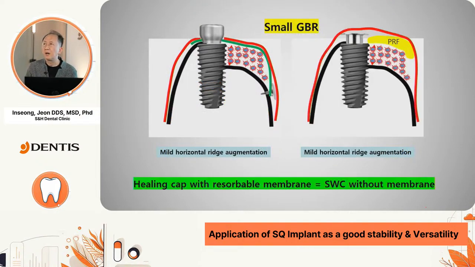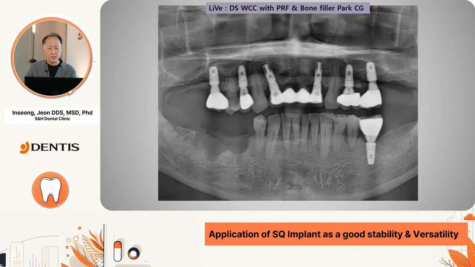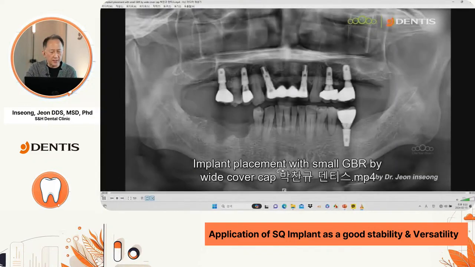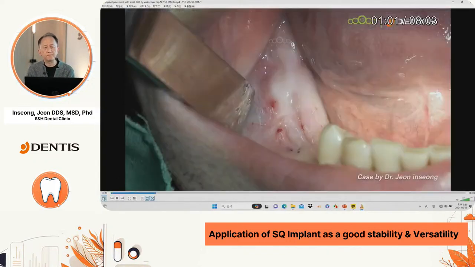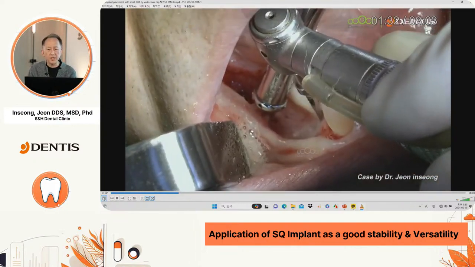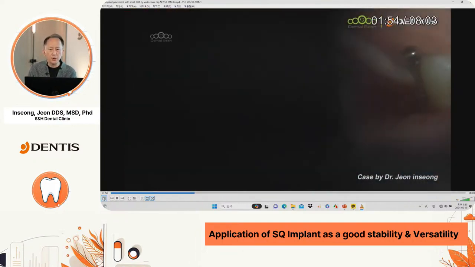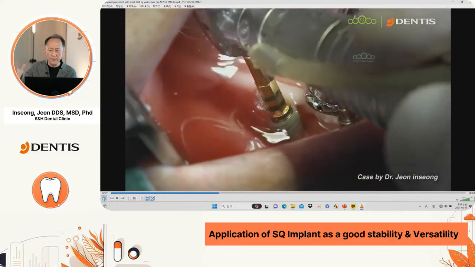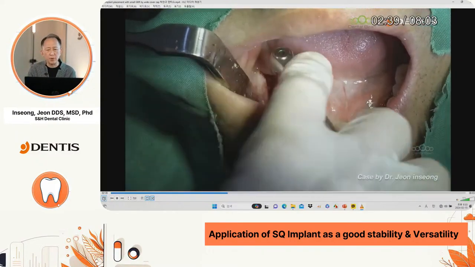Okay, this area requires maybe some GBR. At this time, we can use the very simple GBR here. This is SQ Implant here. Okay, flap elevation, initial drill 2.2, and then I place the SQ Implant. This is the 4.5 and 5.0, two SQ Implant placement.